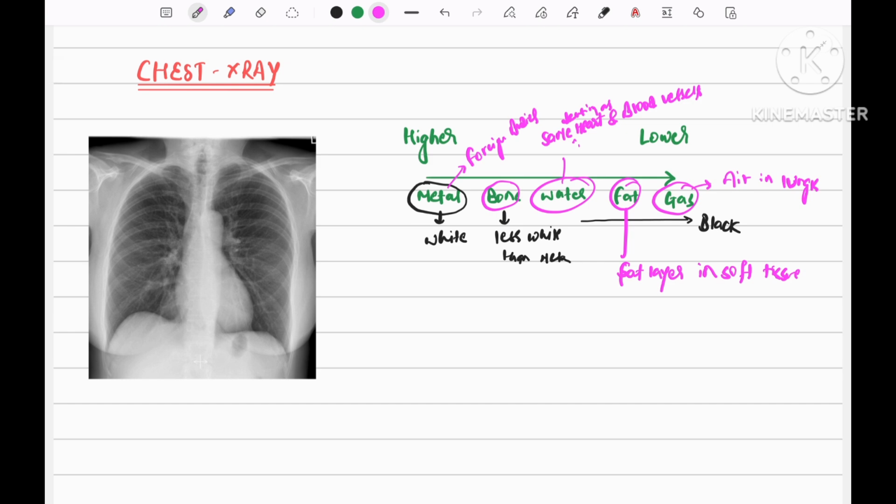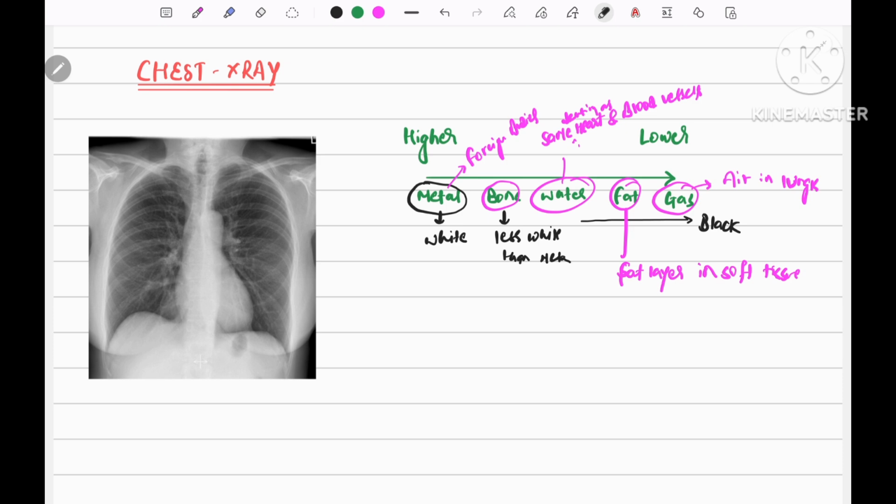Now let's see in the chest X-ray. At first, there is no metal. If metal is present, it will be present basically in the esophagus or trachea. If any metallic substance is ingested, it will appear totally white. And then bone. These are the bones which are appearing white. These are the vertebrae.